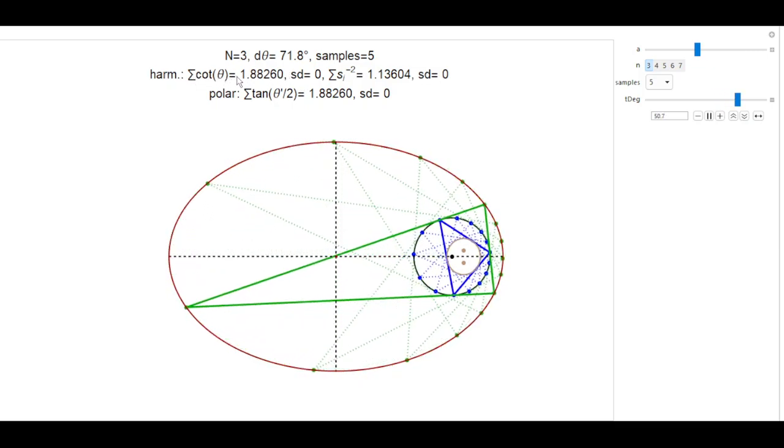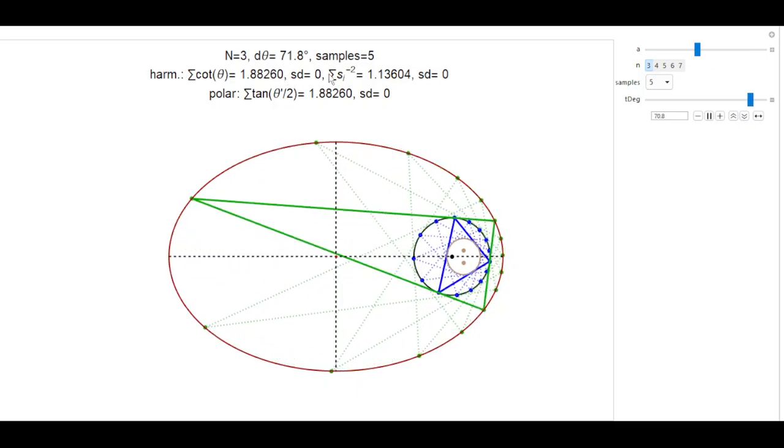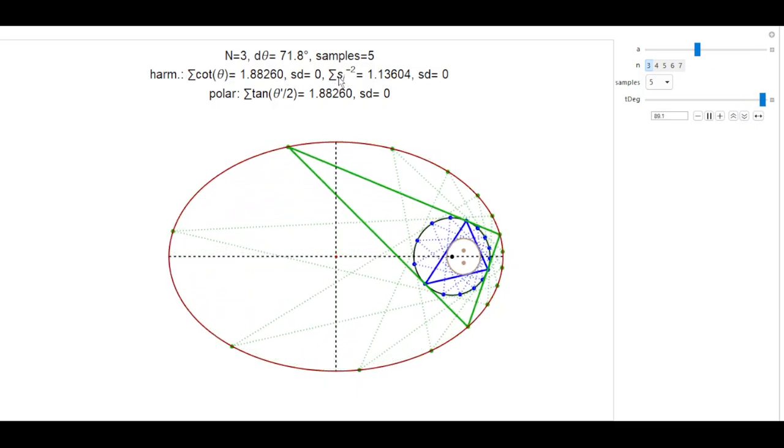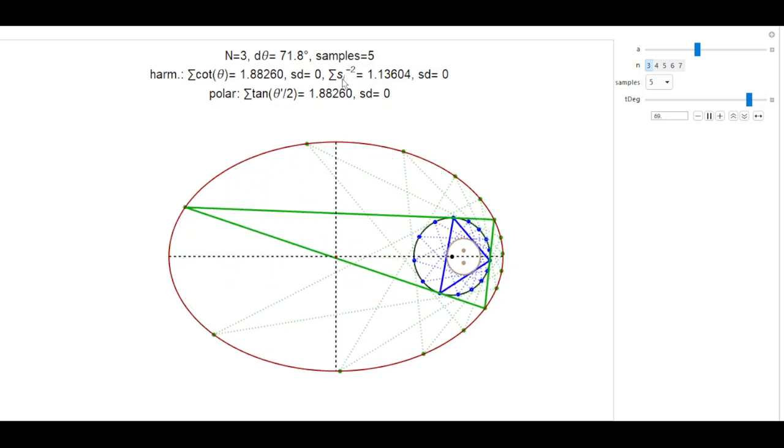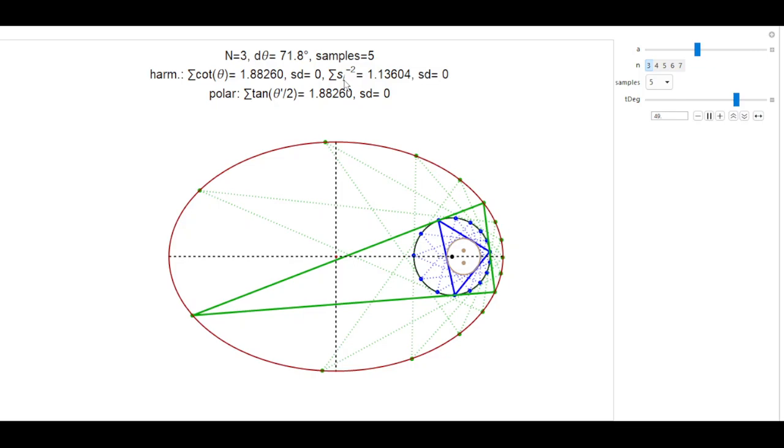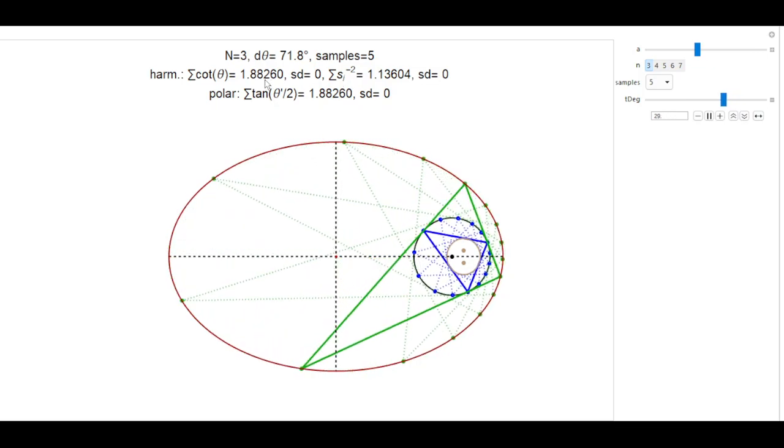Okay, now what I'm showing up here are conservations that have been shown elsewhere, that this family conserves the sum of cotangents of its internal angles and the sum of its inverse square side lengths. Okay, so you can see here the numbers.